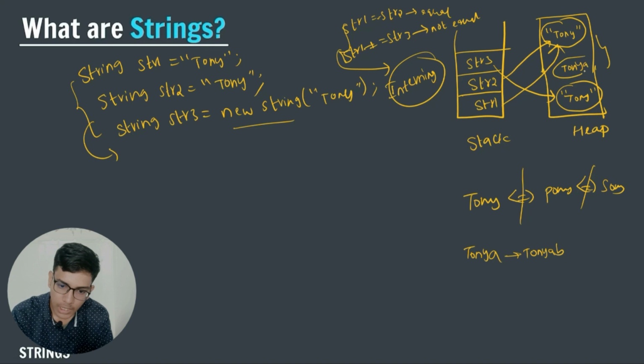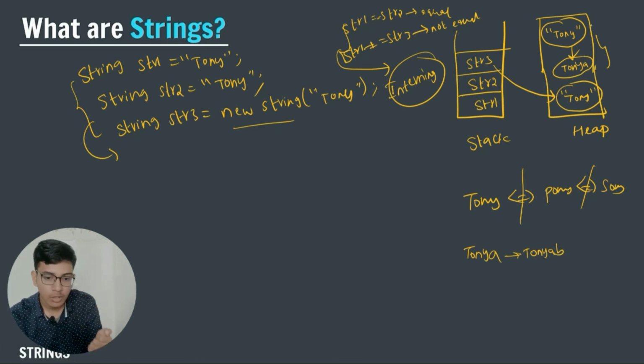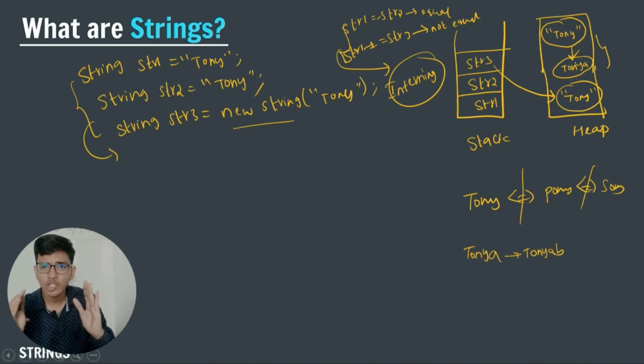If I change the value from Tony to Tonya, then the connection will change. Let me erase this. So str1 and str2, now the pointing will change here, from Tony to Tonya. I have added a, but I haven't changed the original value. That is the concept of immutable. We can't change the original value, but we can add elements to a particular string. This is the concept of immutability.